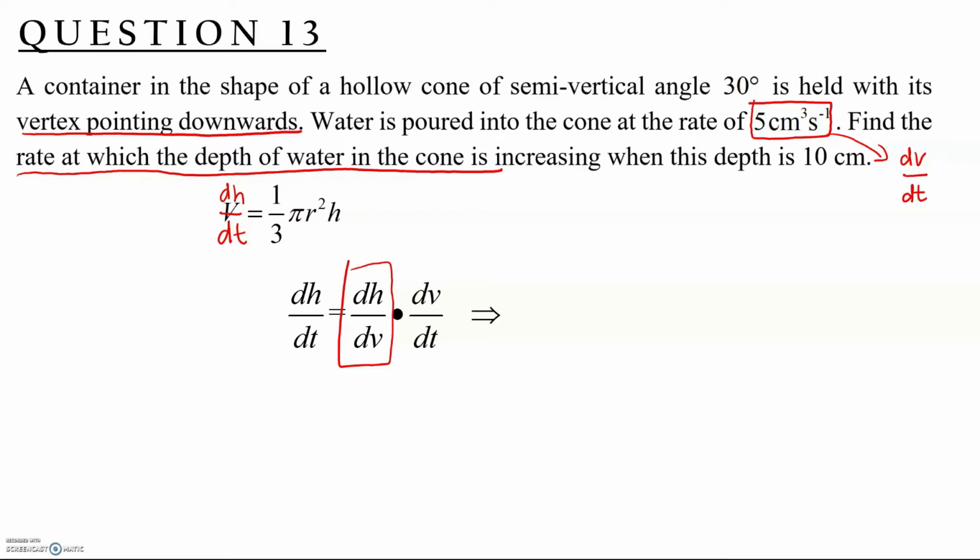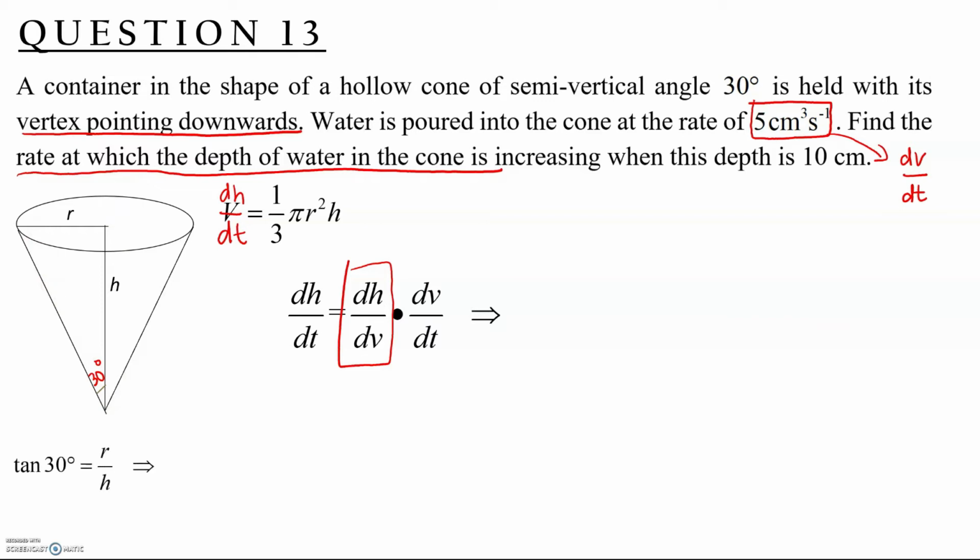And before we differentiate V here, we need to make sure our V is in one variable only. To find out what is the relationship between r and h, let's sketch the cone. So we got this kind of cone with 30 degrees here. We can use the trigonometric function, which is tan 30 equal to r over h, opposite over adjacent.